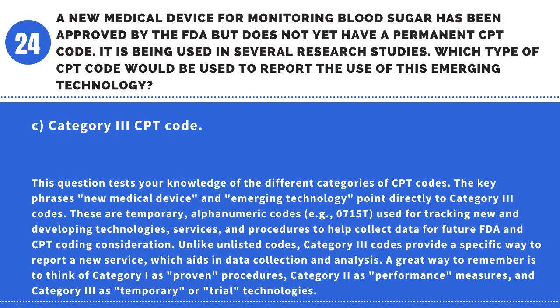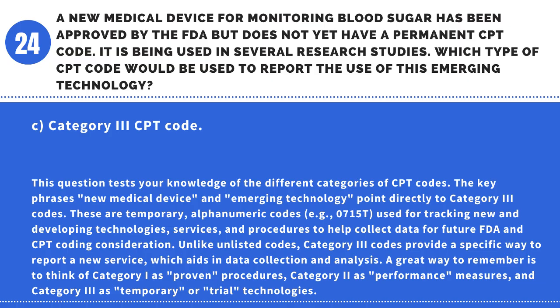Answer: C. Category 3 CPT code. This question tests your knowledge of the different categories of CPT codes. The key phrases new medical device and emerging technology point directly to Category 3 codes. These are temporary, alphanumeric codes, e.g., 0715T, used for tracking new and developing technologies, services, and procedures to help collect data for future FDA and CPT coding consideration.